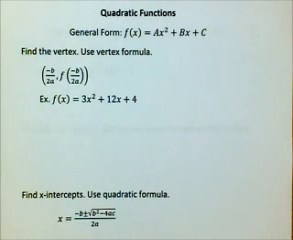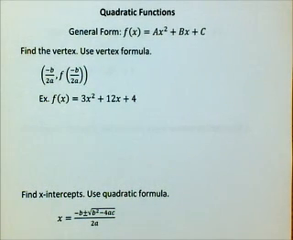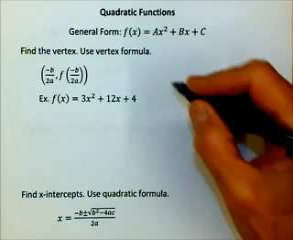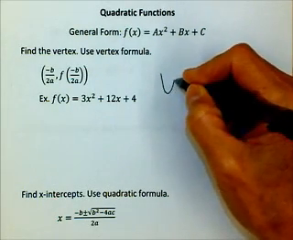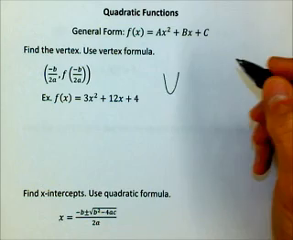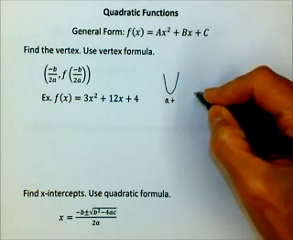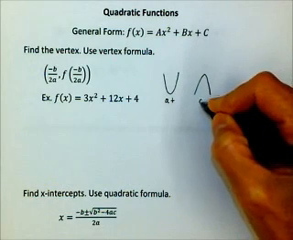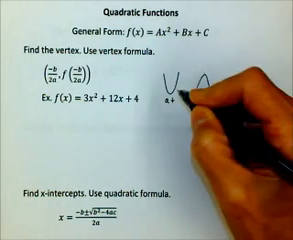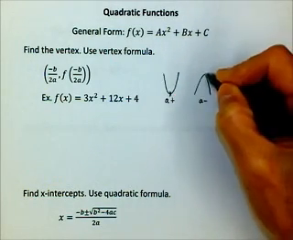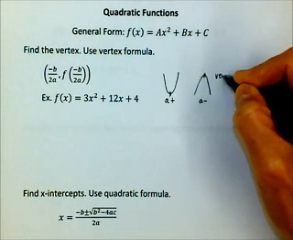A quadratic function is a second-degree polynomial function. The graph of a quadratic function is a parabola. The parabola will open up if a is positive. It will open down if a is negative. At the bottom or at the top we have what's called the vertex.